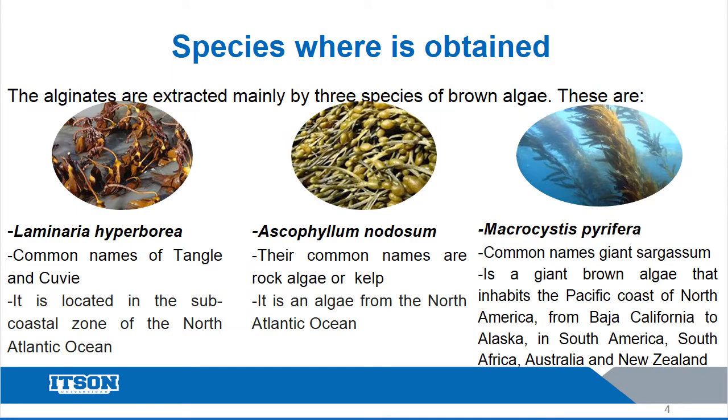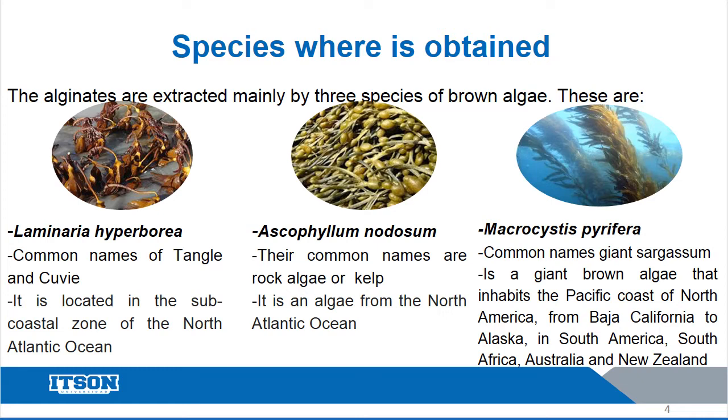The alginates are extracted mainly from three species of brown algae. These include Laminaria hyperborea, Ascophyllum nodosum, and Macrocystis pyrifera. Laminaria hyperborea has a common name, triangle and cube. It is located in the subcoastal zone of the North Atlantic Ocean.